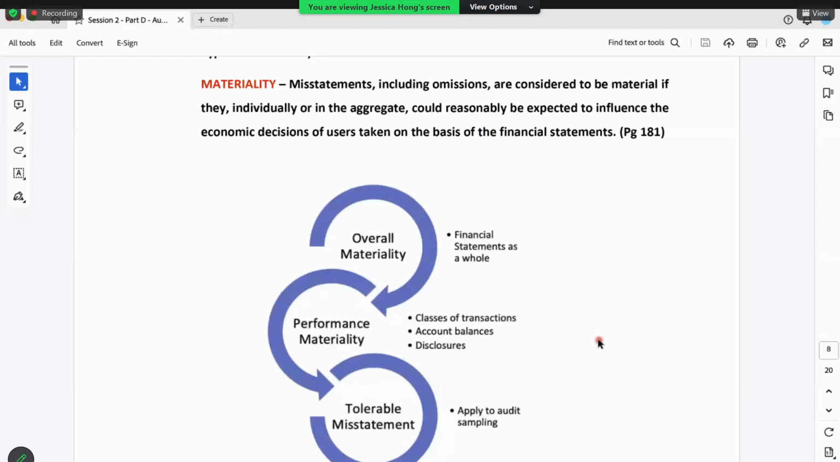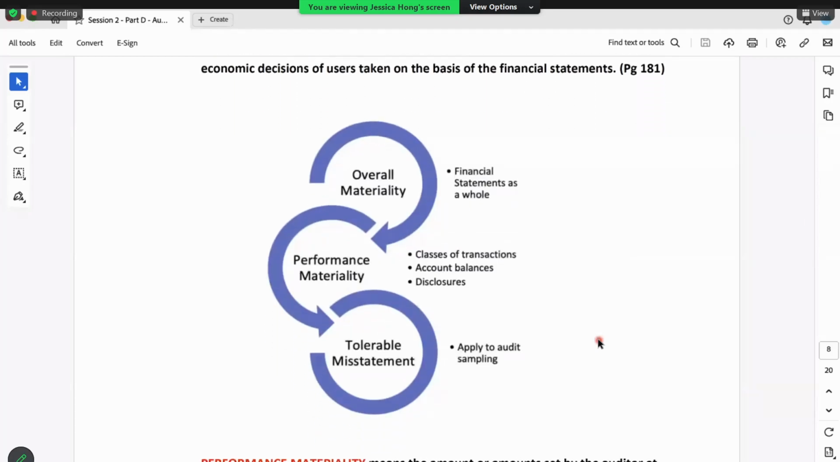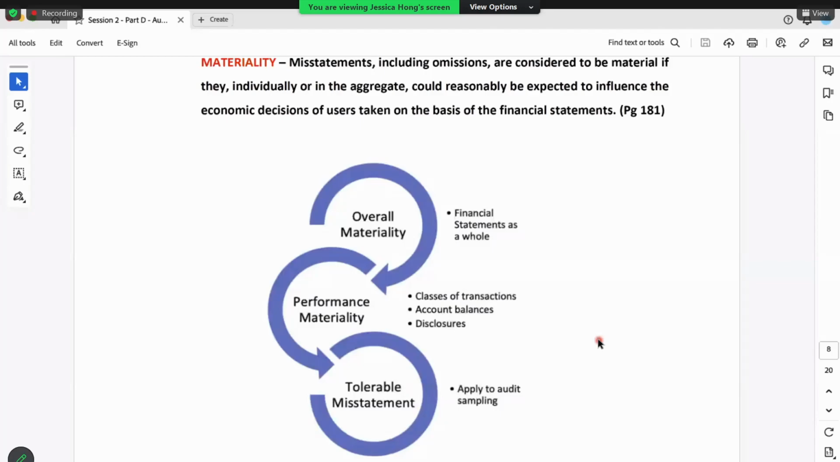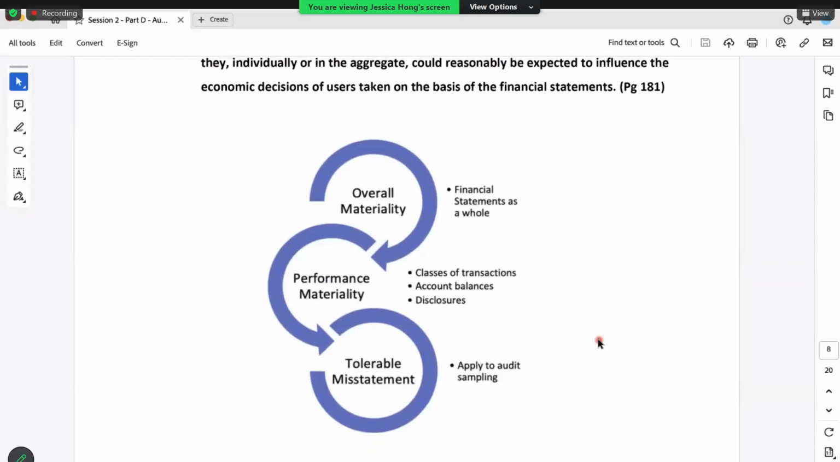But for each class of transactions, like revenue, account balances like property, plant, and equipment, and certain disclosures like related party disclosure, we can set a separate performance materiality. So the performance materiality need not be the same for all account balances. It really depends on the results of your risk assessment. Based on the performance materialities set, all these misstatements will be escalated and totaled as the uncorrected material misstatement for the whole financial statement.